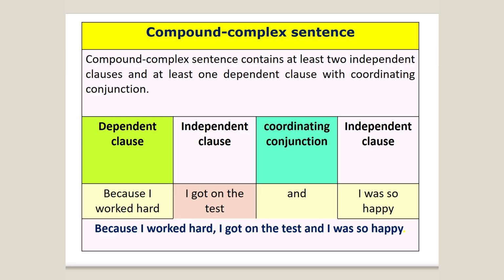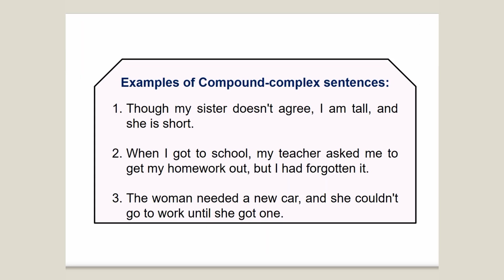So in this way, "because I worked hard" is the dependent clause. "I got an A on the test" is an independent clause, and here is a coordinating conjunction, "and". "So I was so happy" is again an independent clause. So here we used one dependent clause and two independent clauses followed by a coordinating conjunction. That's why this sentence is a compound-complex sentence. The complete sentence will be like this: because I worked hard, I got an A on the test and I was so happy. So in this way we can understand the different types of sentences.